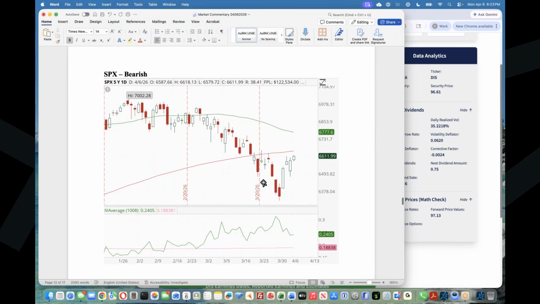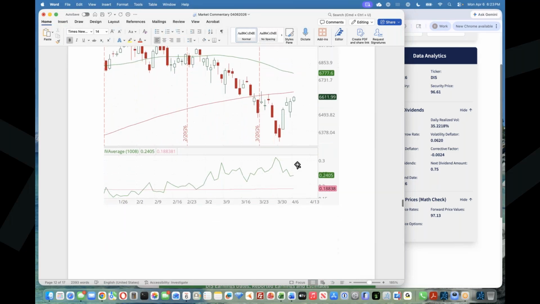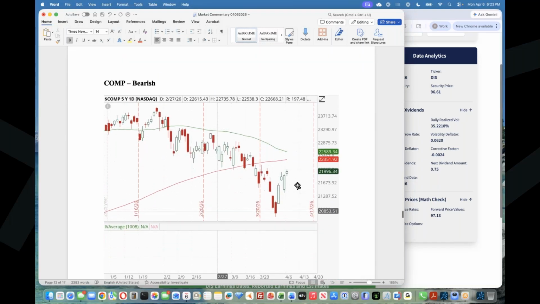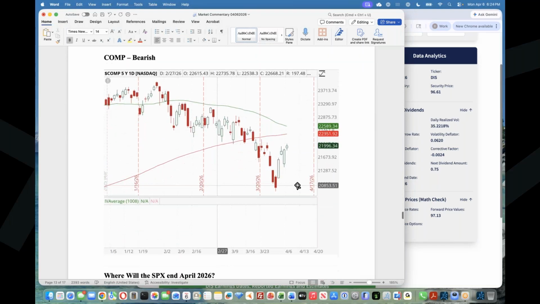And similar pattern here in SPX. It's been bouncing back up. And do we take protection off? Still the same answer. Normally we probably would, but under these conditions, probably not.